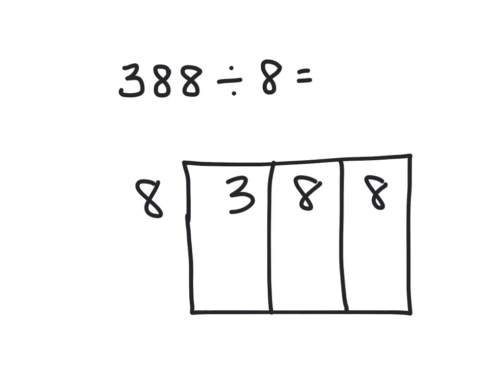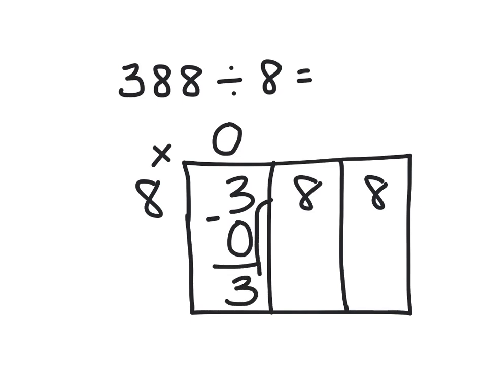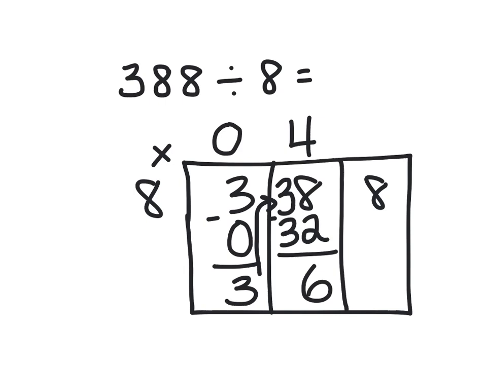All right, so 8 times something equals 3. That's not going to work. So I'm just going to put a 0 right there. 8 times 0 is 0. 3 minus 0 is 3. I'm going to move that 3 to the next column. Now I have 38. 8 times 5 is 40. So that will be too big. So let me try 8 times 4. Yes, 32. 8 times 4 is 32. 38 minus 32 is 6. That 6 gets moved to the next column.